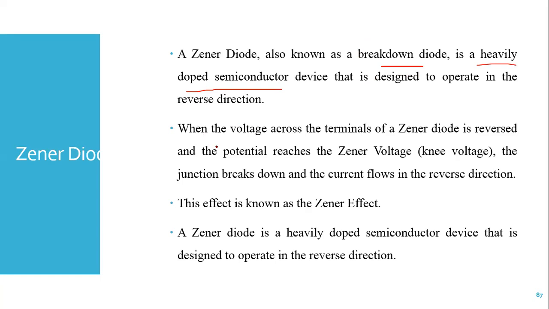When voltage across the terminals of Zener diode is reversed and the potential reaches the Zener voltage, that is the knee voltage, the junction breaks down and current flows in the reverse direction. This effect is known as Zener effect. So Zener diode is a heavily doped semiconductor device designed to operate in reverse bias condition. Let me share the whiteboard with you and I will explain what this means.